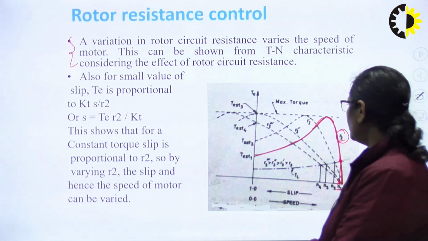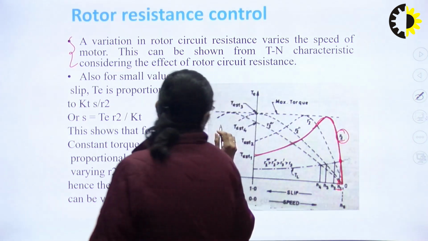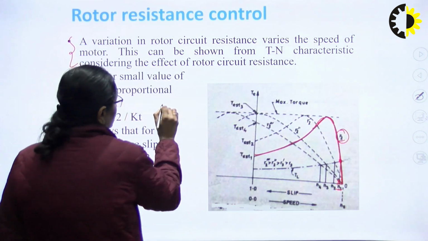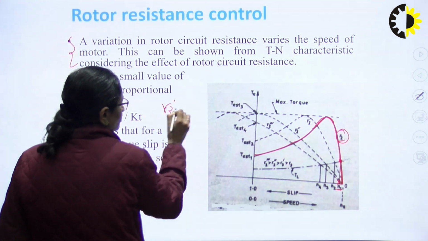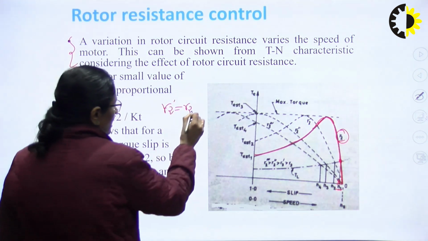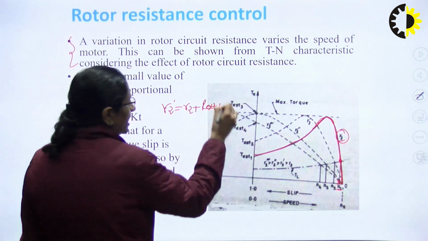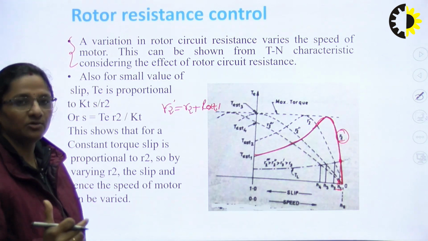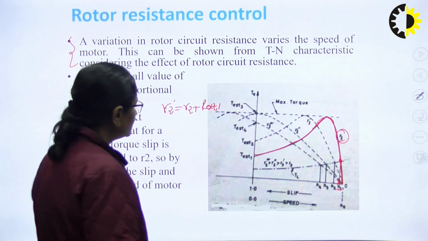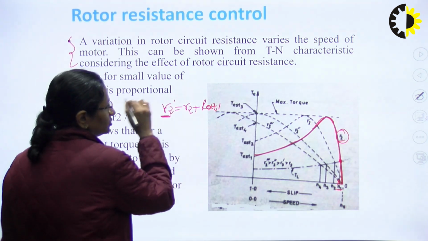Now, let us increase the resistance of the rotor circuit. Resistance of the rotor circuit is increased. Let it be resistance R2 dash. So, R2 dash is rotor winding resistance R2 plus R external, let it be R external 1, a certain value of the external resistance in the rotor circuit. This is giving us the rotor circuit resistance equal to R2 dash.